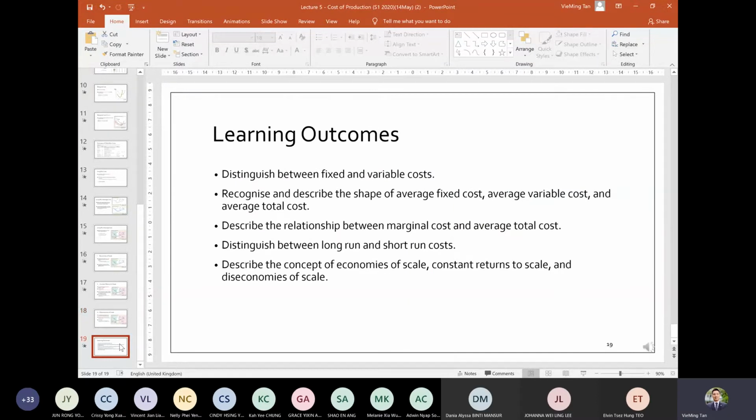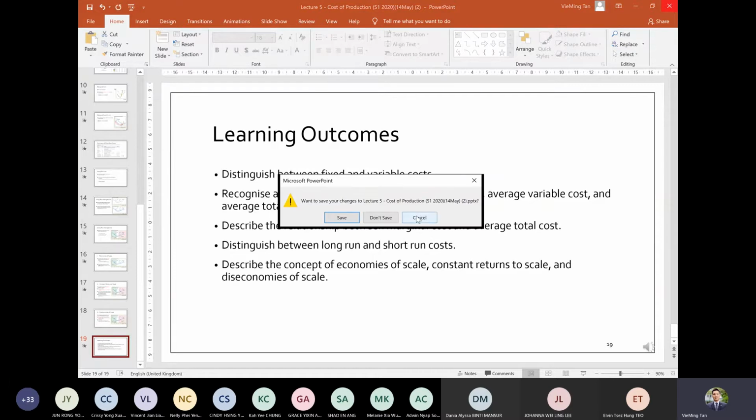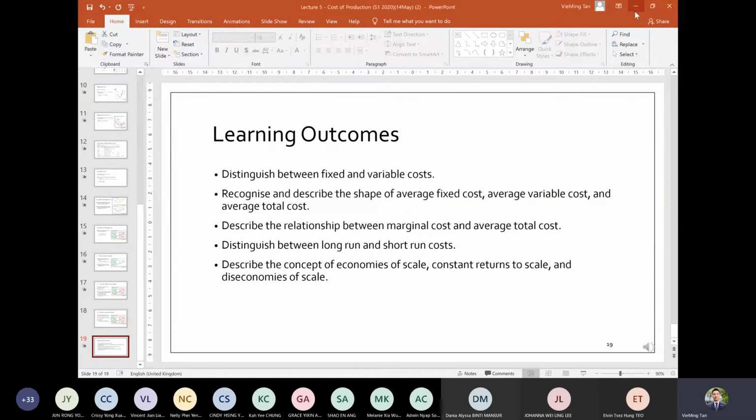Okay, so far any question related to production cost before we move to the market structure? Okay, so far so good. Then I'll move on to the next chapter.